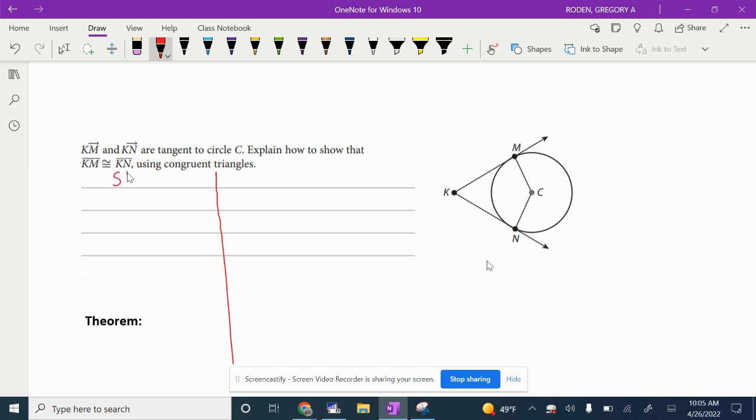So this is a statement, and this is a reason. Proofs are never done. Dude, proofs are the reason I cry every night.